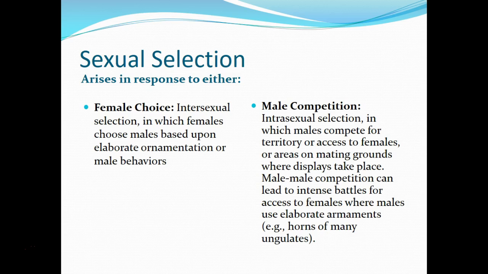The other part of sexual selection is the males will often compete with each other, either in displays or in actual battles where they will fight for the right to mate with females. You'll see this in elephant seals. You see it, of course, in an Ohio animal, white-tailed deer. The males will battle with each other for the right to mate with females.